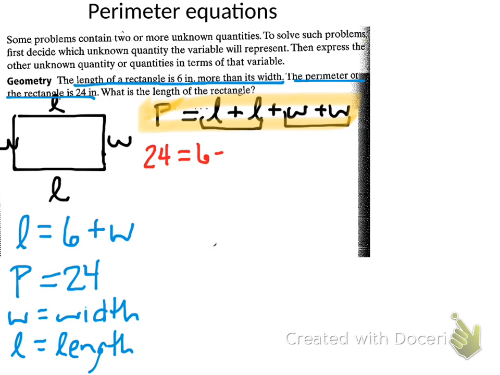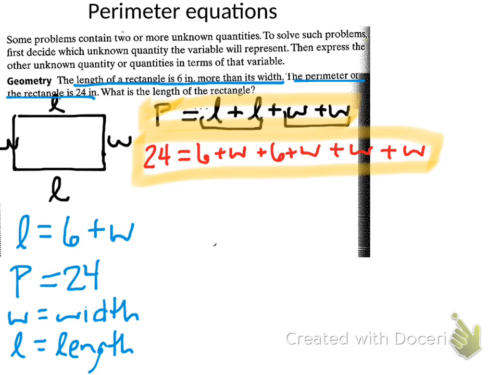So I got 6 plus W. And then again, for the second L, 6 plus W. All right, let's keep going. I need then to add plus W. I can do that. And now you see the equation that we have written has all one variable. So this is something that we can solve. We can figure out what W is.